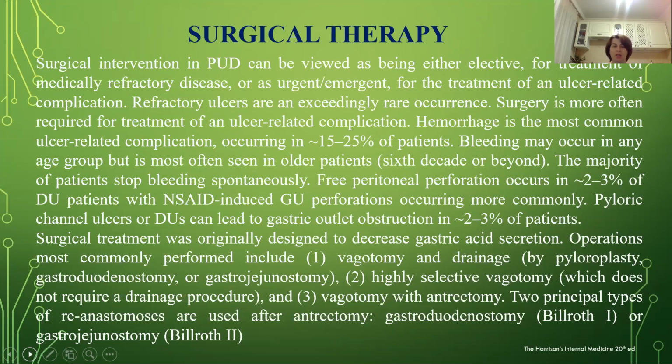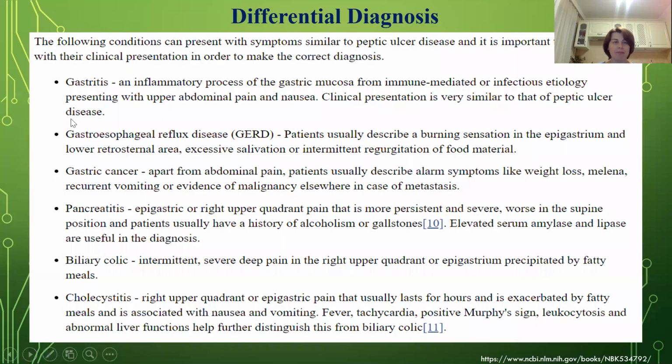If preparation and treatment with PPI, H2 blocker, etc. are not effective, highly selective vagotomy with antrectomy is used. Two principal types of reconstruction are used after antrectomy: gastroduodenostomy Billroth 1 and gastrojejunostomy Billroth 2, which you will discuss during your surgery lessons.